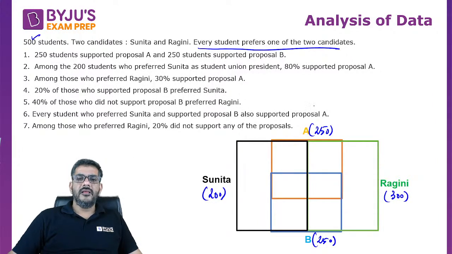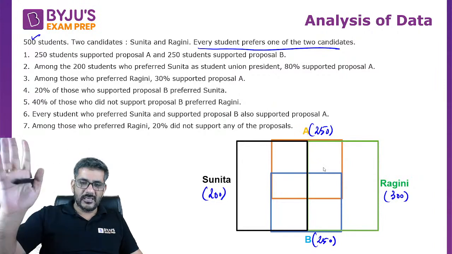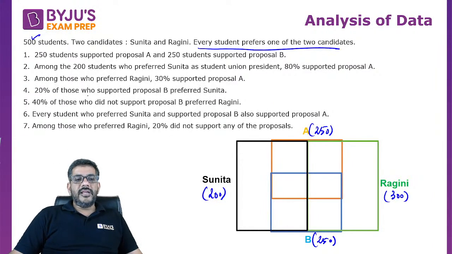Simple point. 80% of them supported proposal A. Currently I can't make it, forget about it. Among those who preferred Ragini, that means among 300, 30% supported proposal A. So this area will be 30% of 300. Still two areas will be made from it. Let's forget about it. 20% of those who supported B preferred Sunita. So of all those who prefer B, 20% prefer Sunita. That means these two areas are 20% of 250. I can't use this yet either. Let's forget about it. 40% of those who did not support proposal B preferred Ragini.